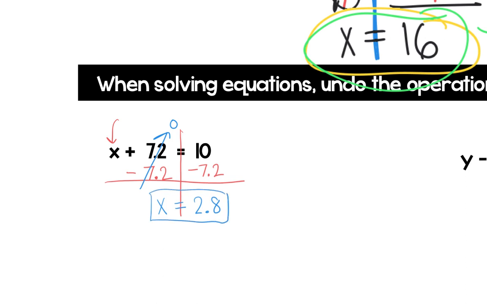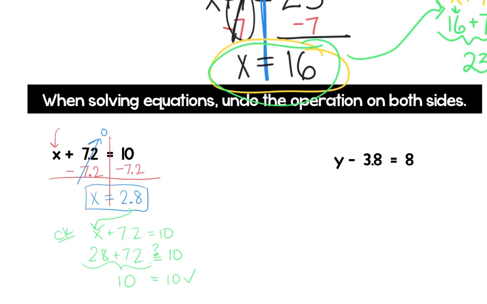We just need to check it. So the way that we check it is we rewrite the original equation. And now we think that x is 2.8. So we're going to plug 2.8 into this equation, and the question is, does this actually equal 10? In our calculator, we can check this, and 2.8 plus 7.2 does indeed equal 10, so it checks.